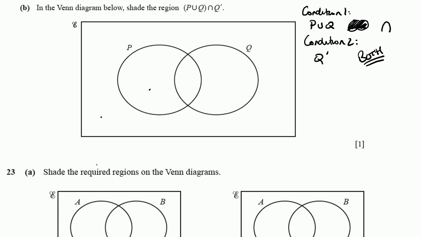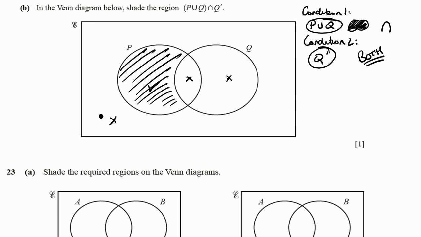So I have 4 regions to check. This region out here, that satisfies the condition that we're not in Q, but it doesn't satisfy the condition that we're in P or Q, so it does not get included in my shading. This region over here satisfies that we are in P or Q, and it satisfies that we're not in Q, so I would include that region. The next two regions don't satisfy the condition that we're not in Q, and since I have to satisfy both of these conditions, I know they can't be included in my shading. And so I go ahead and shade just this part of the Venn diagram.